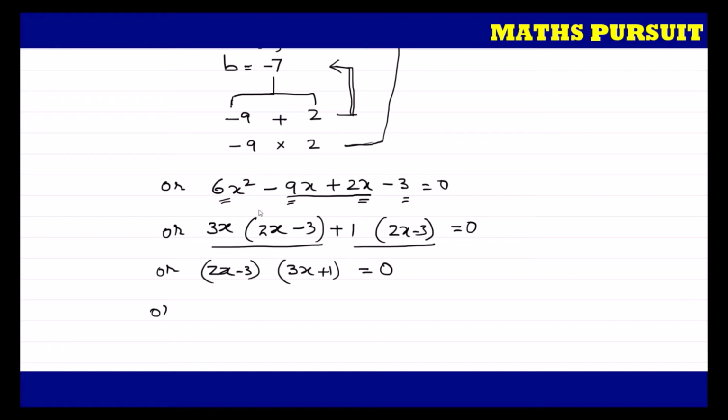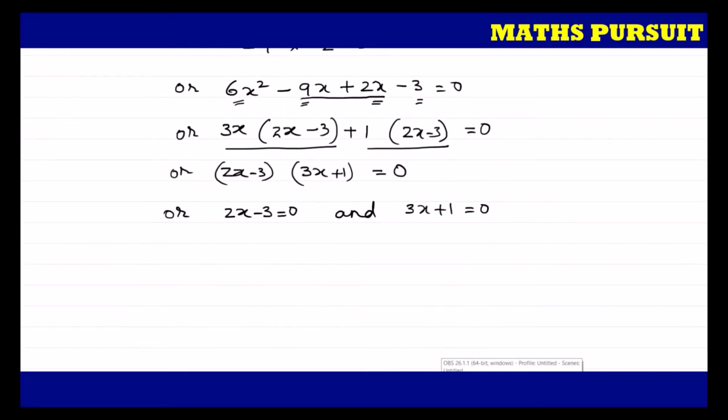Or I can write 2x minus 3 is equal to 0 and 3x plus 1 is equal to 0. Just I'm segregating here into two parts. One is 2x minus 3 is equal to 0 and 3x plus 1 is equal to 0. Hope guys till here we are very clear. Or I can write 2x is equal to 3 and 3x is equal to minus 1. Guys, just moving minus 3 from left side to the right side. So we got 2x is equal to 3. And here again 3x plus 1 is equal to 0. Moving plus 1 to the right side, we got minus 1.